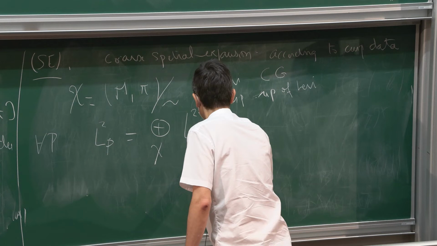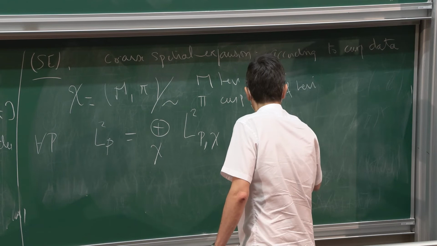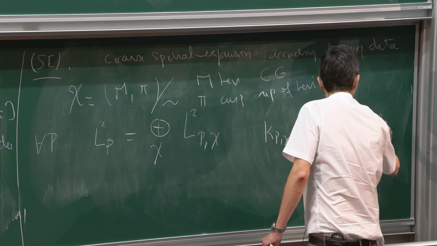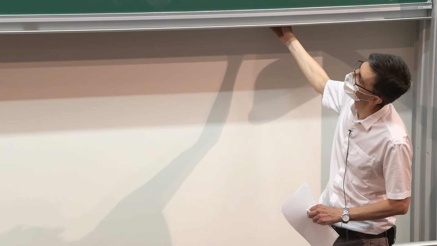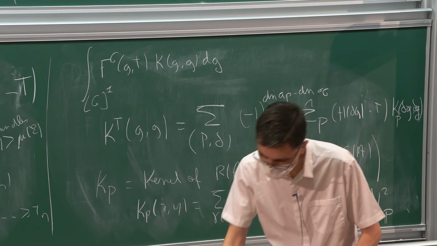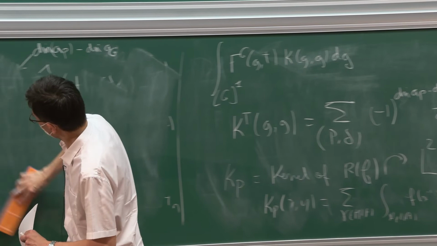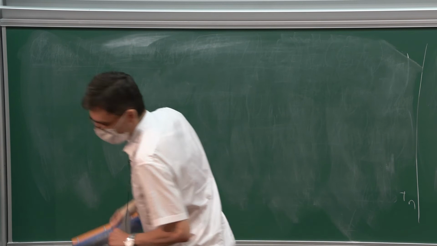And K_P is the kernel of R of F acting on the factor L2 sub P. So this gives you the coarse expansion of the kernels. So not according to conjugacy class, not according to irreducible representation, but according to something which is coarser. And the theorem is the following.